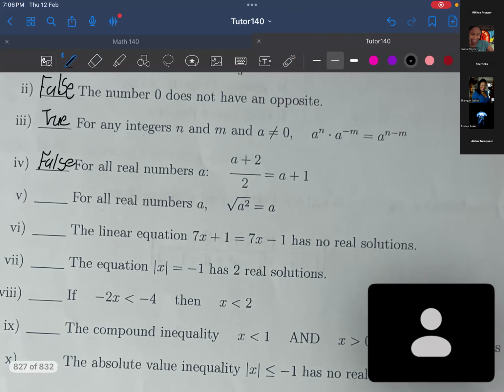Okay, so for all real numbers a, the square root of a squared is equal to a. That is false. It equals the absolute value of a.